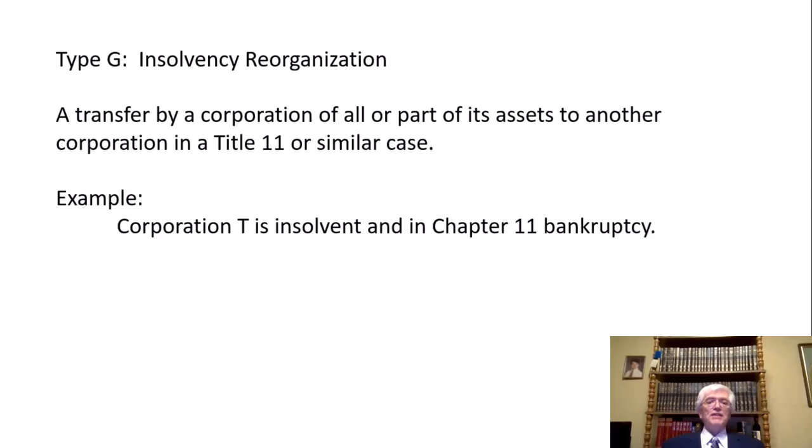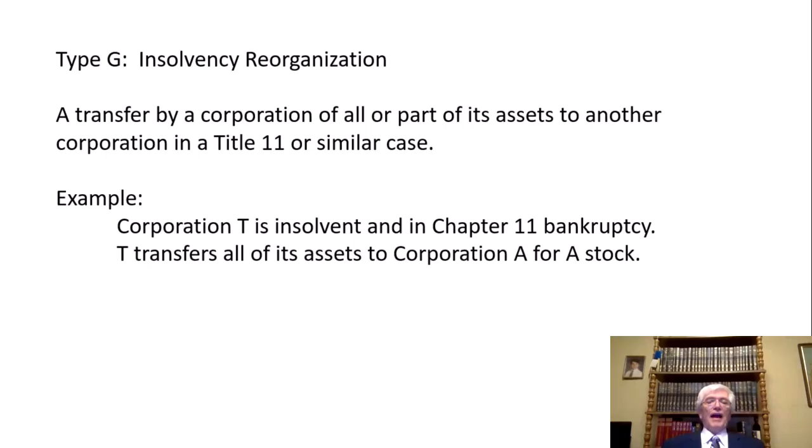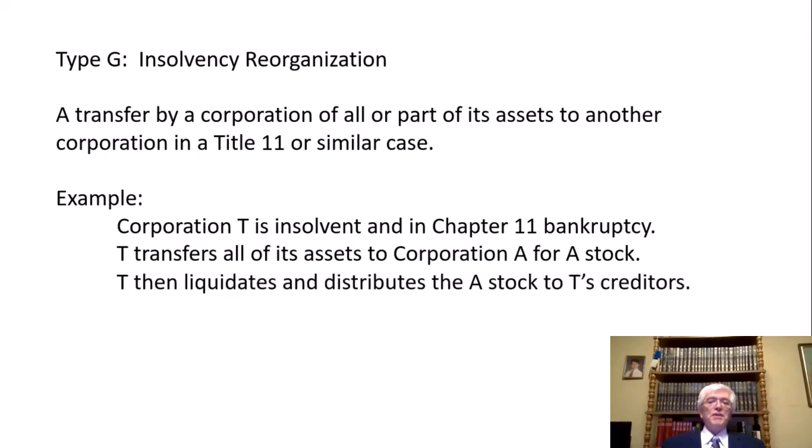Here's an example. Corporation T is insolvent. It's in Chapter 11 bankruptcy. And so they find Corporation A, which is willing to take over. They say there's value in Corporation T. It shouldn't just disappear. And so we'll help out. Transfer all of your assets to Corporation A in exchange for some A stock. Now T has A stock, and now it's going to liquidate and distribute the A stock to its creditors or some subset of creditors. And then the other creditors, I guess, would become creditors of A.